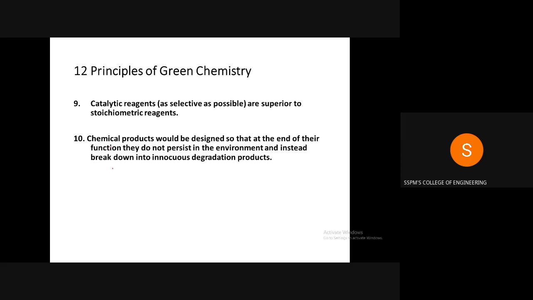Then chemical products should be designed so that at the end of their function, they do not persist in the environment and instead break down into innocuous degradation products. So chemical products would be designed so that at the end of their function, they do not persist in the environment.